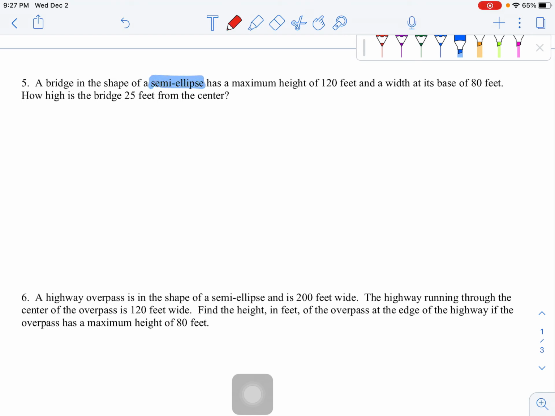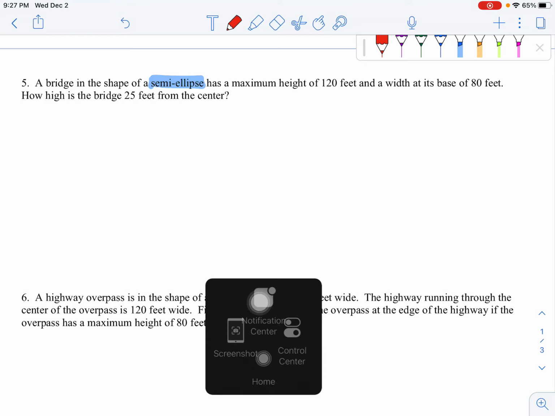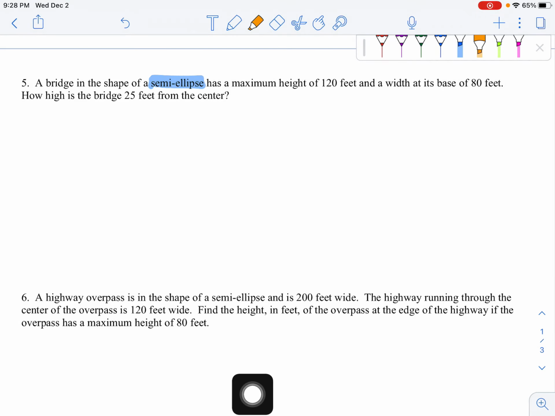All right, so it says a bridge in the shape of a semi-ellipse. Remember, semi-ellipse just means half of an ellipse. Maximum height of 120 feet and a width at its base of 80 feet. How high is the bridge 25 feet from the center?